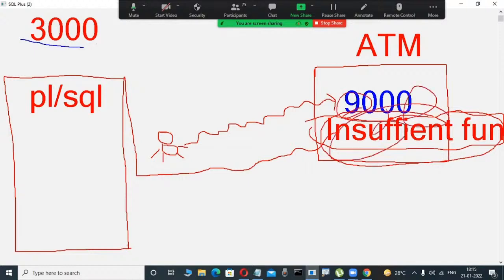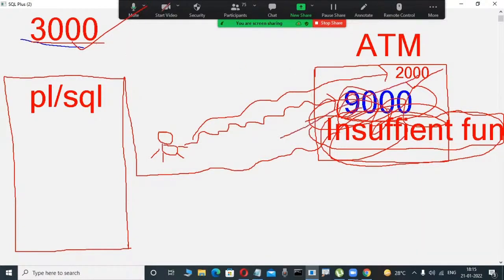Again, another scenario, for example. Now my balance is 3,000. Suppose I am inserting an ATM card and I try to withdraw 2,000 rupees. Is it possible? Yes, because my balance is 3,000 and 2,000 is less than 3,000. That is why this withdrawal is possible in this example.